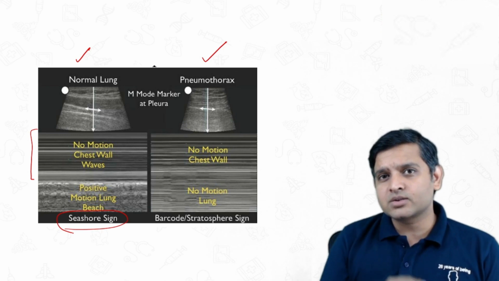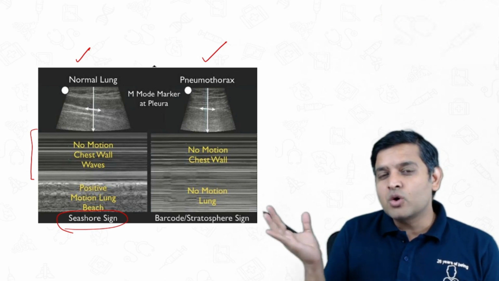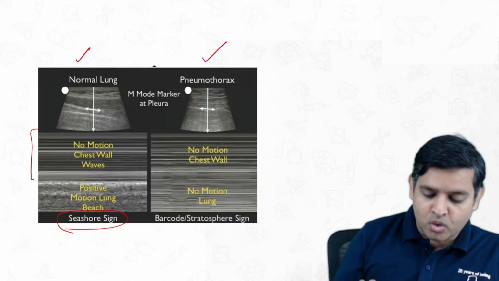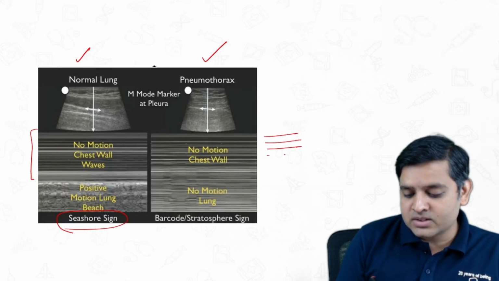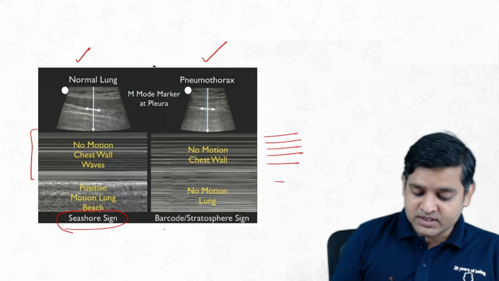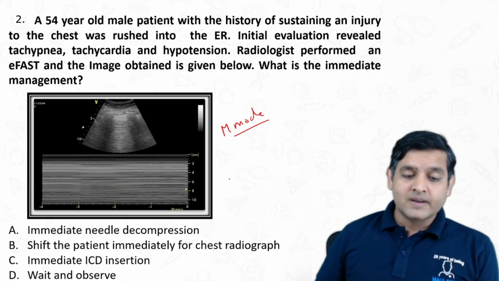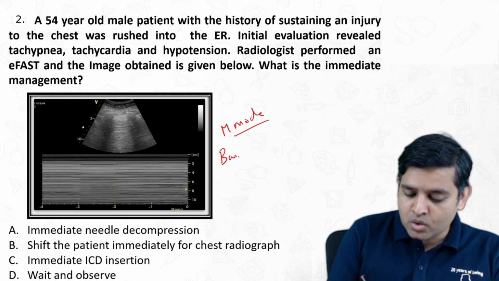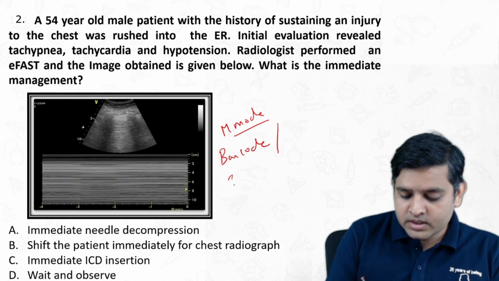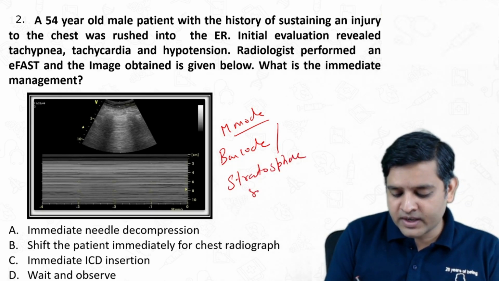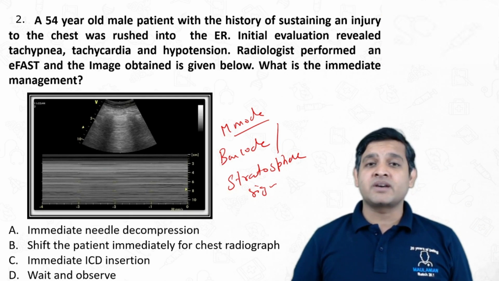Whereas in case of pneumothorax, there is no motion happening because it is air, and that is why you're going to see only these parallel lines, which have been called a barcode sign or a stratosphere sign. So that means this patient is having pneumothorax.